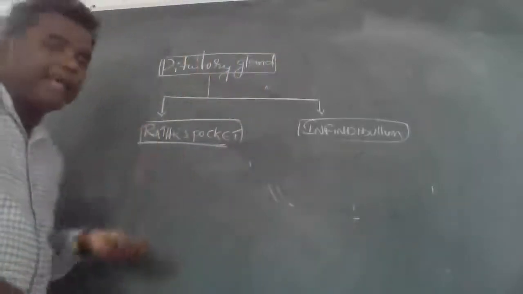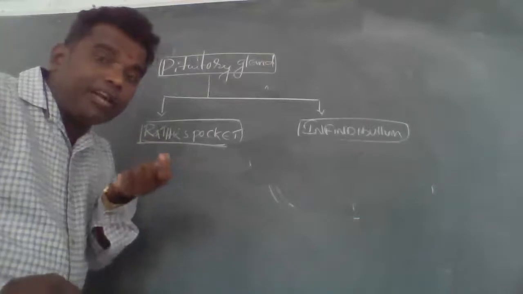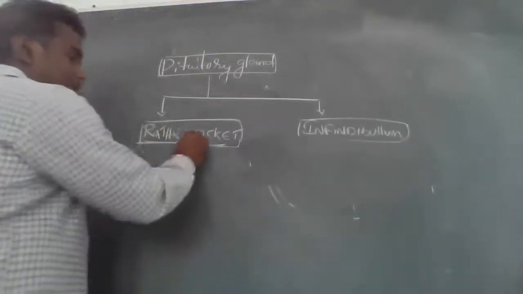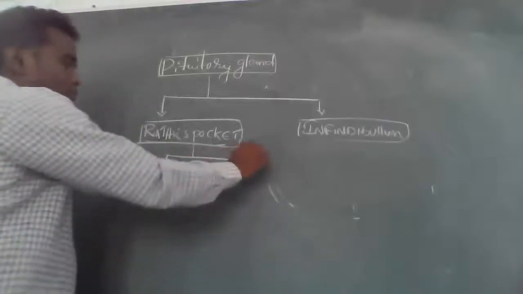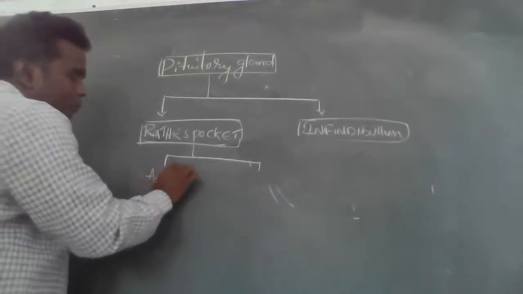Now, Rathke's pocket contains two parts. One is very important. One is adenohypophysis.